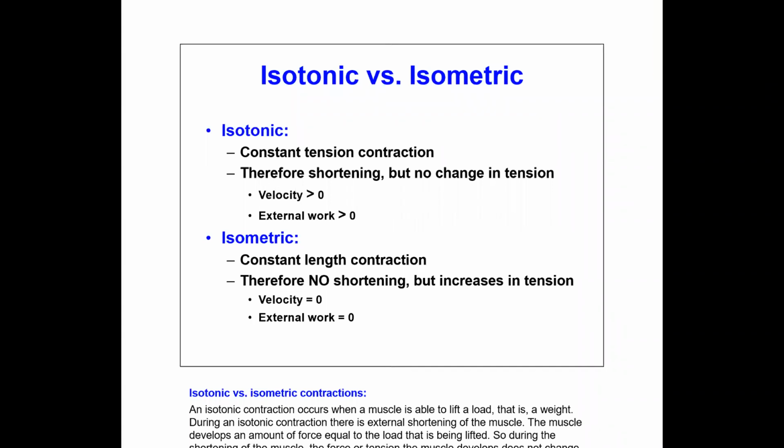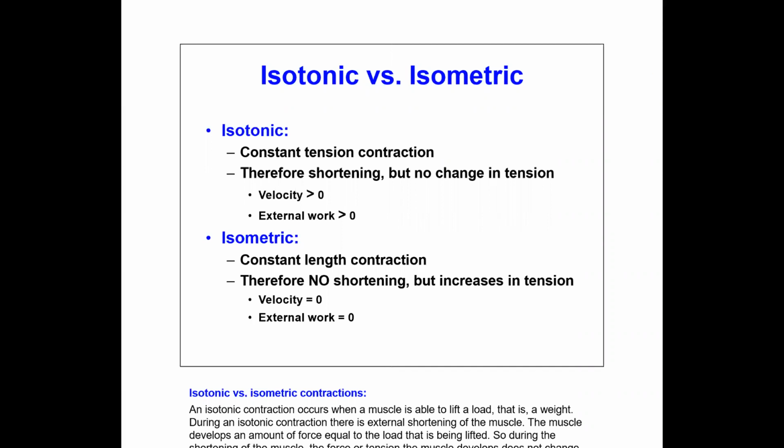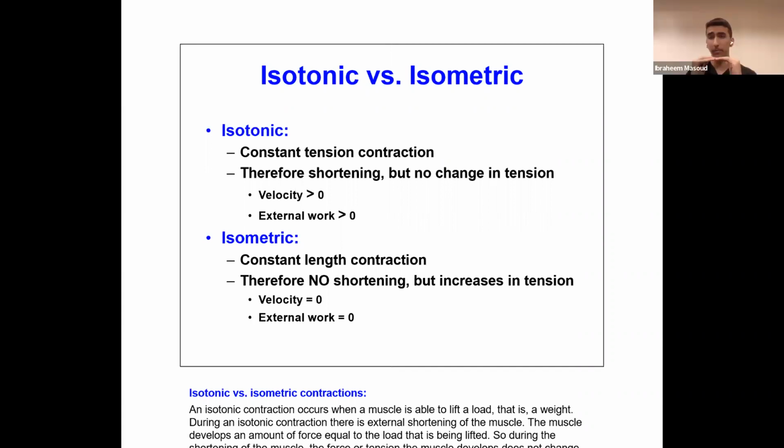Can you repeat it once again, please? Which one? Isometric or isotonic or both? Both. Okay, sure. Isotonic, the contraction of your muscle stays the same, but the object you're moving is actually moving, there is movement. In isometric, the contraction is increasing, but there is no movement of the object.